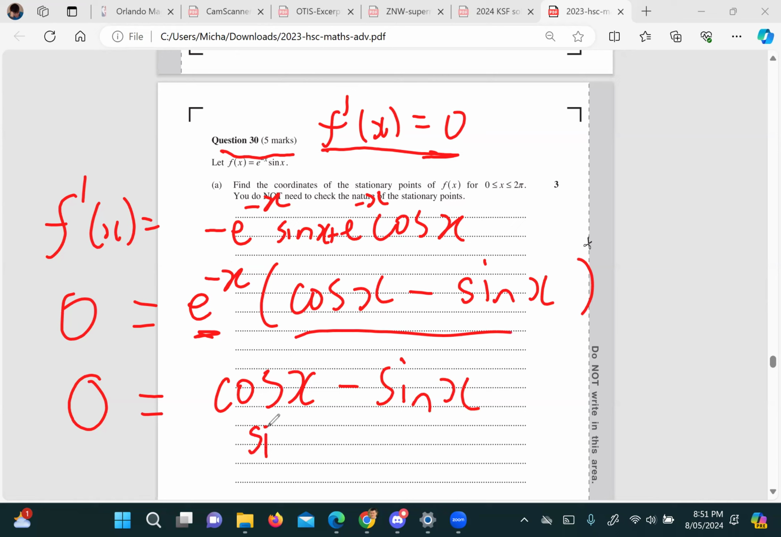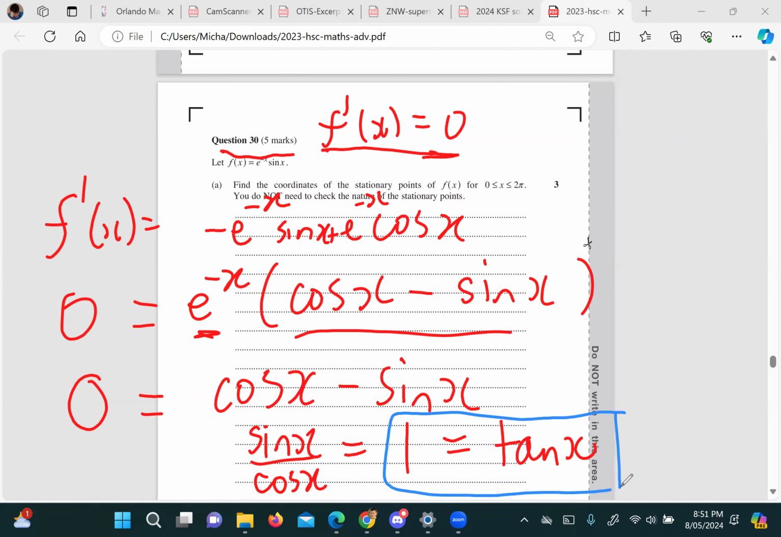That's equal to 1, yeah? So tan x equals 1. Okay, very good. And then in the triangle, it's 45 degrees. So x equals 45 degrees.